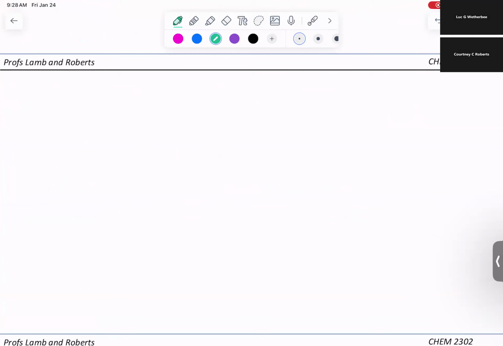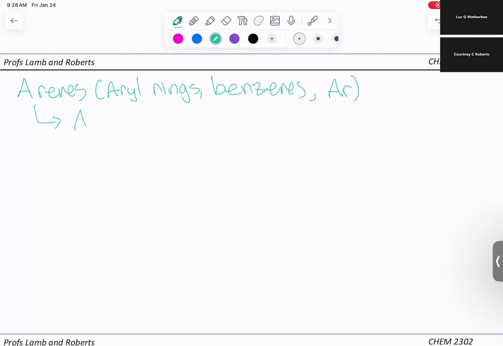All right. So we're going to learn about arenes, and you've already learned about these. These are also called aryl rings. We have a number of different names for them. Benzenes. All right. We abbreviate this Ar for aryl, and that means that these are aromatic. All right. So you often see benzene, but we're going to find ways to make a lot of benzenes.